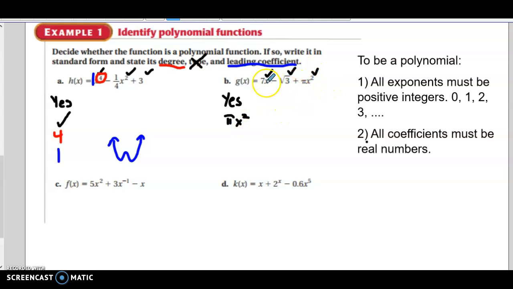The next highest exponent is the 7x. There's no sign there, so we just assume it's positive. And then the last term is minus square root of 3.